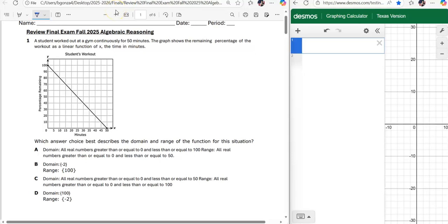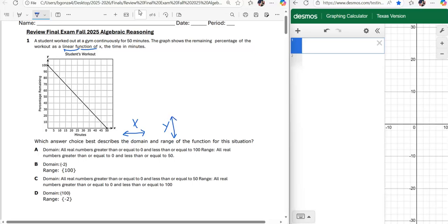All right, your review for your final for algebraic reasoning. A student worked out at a gym continuously for 50 minutes. The graph shows the remaining percentage of the workout as a linear function. Which answer choice best describes the domain and range? Remember, domain is x from left to right. Range is y from bottom to top.